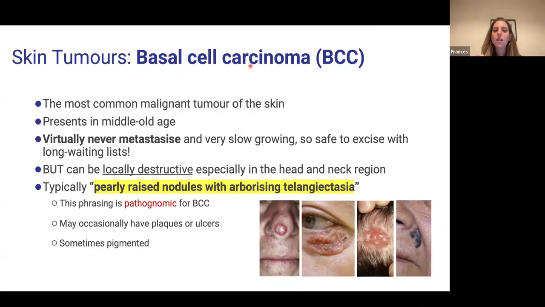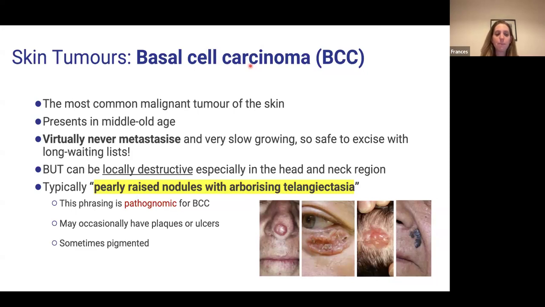These are extremely slow growing lesions. So you're never going to think about BCC if the patient's like 20 years old. It just doesn't happen. They almost never metastasize, and they are very, very safe to excise with long waiting lists, because you'll see a patient today and then in a year's time, and it looks exactly the same.